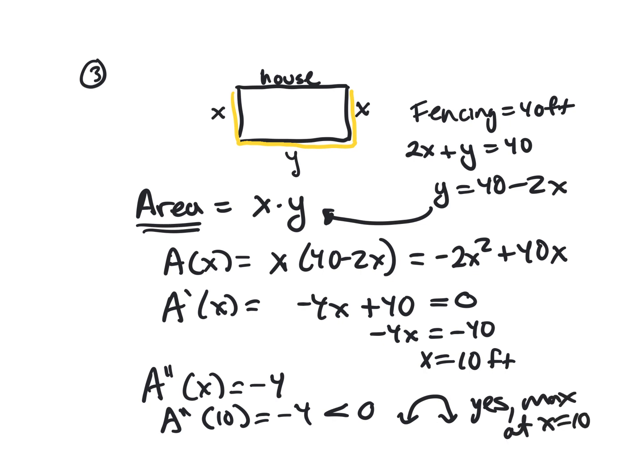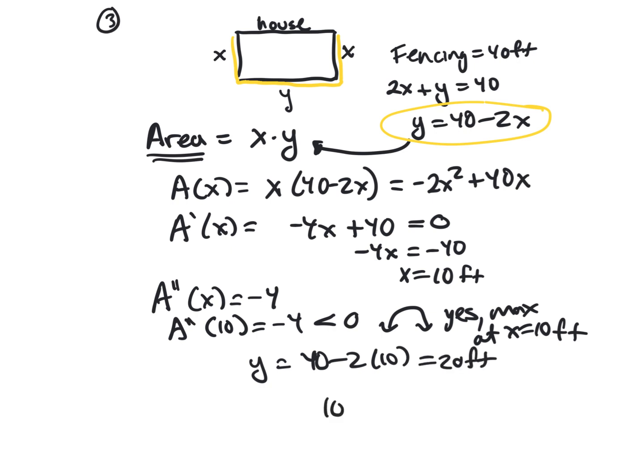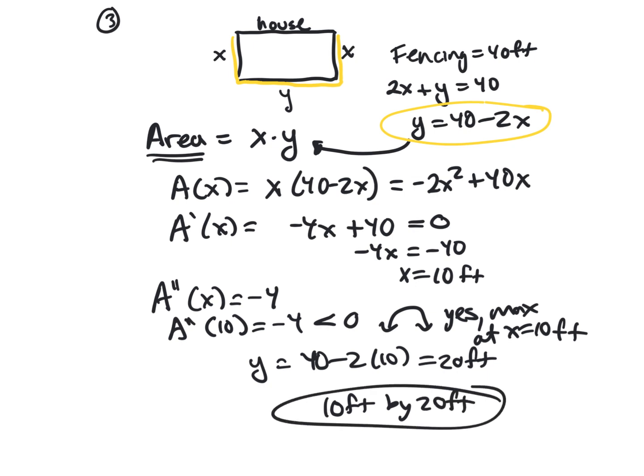So let's go back to what the question was asking. It said, find the dimensions of the largest garden. I just found the x dimension. The x dimension is 10 feet. Let's go back to the relationship between x and y to find the y dimension. So y is going to be 40 minus 2 times 10, or 20 feet. So the dimensions are 10 feet by 20 feet. That's the dimension of the rectangle that will give you the largest garden.